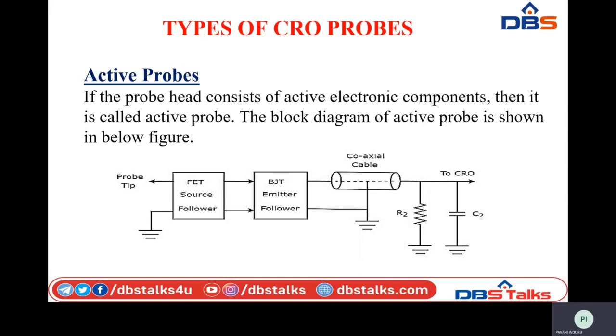Now we have another resistor and capacitor, which is the same as in passive probes, but only at the probe tip. So we have the active components, the source follower and the BJT emitter follower. These are the different types of probes available for establishing the connection between the CRO and the test circuit.